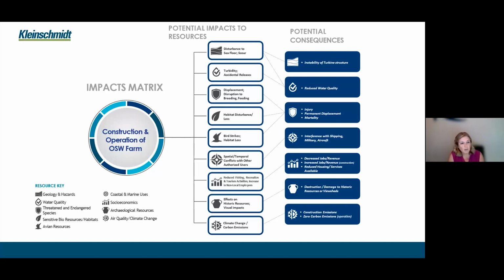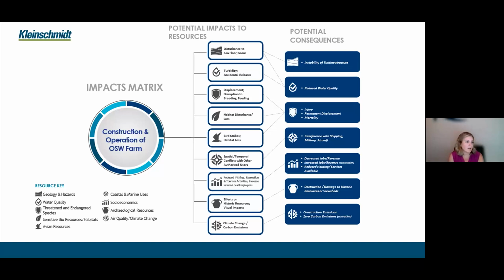Then we look at, okay, well, what are those impact producing factors? What are the things that are part of this construction and installation or operation of the wind farm that may have impacts? One of the most obvious that's talked about very widely because it is in most of the wind farms under construction or in operation today, and that is pile driving for those monopile structures. So what are the impacts from pile driving? And then we look at, okay, well, what are the impacts? And then what are the consequences?